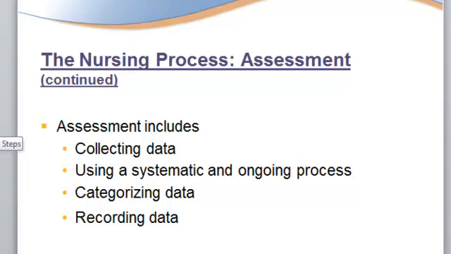Gathering data also includes the subjective and objective data. That's real important for you to know the difference. Remembering that subjective data is what the patient states to you, and objective data is all the other information that you gather on your own.